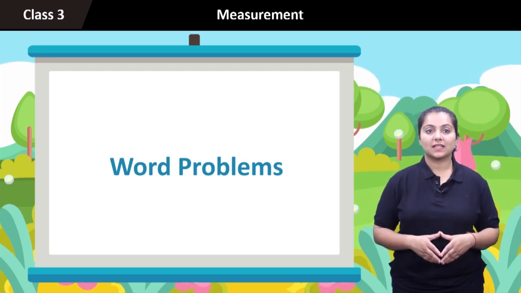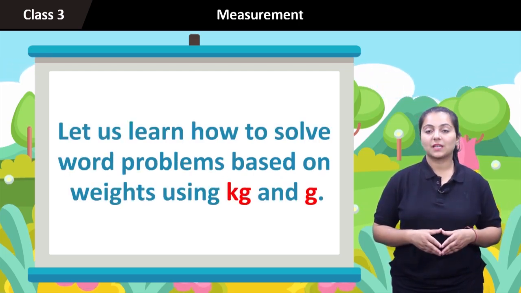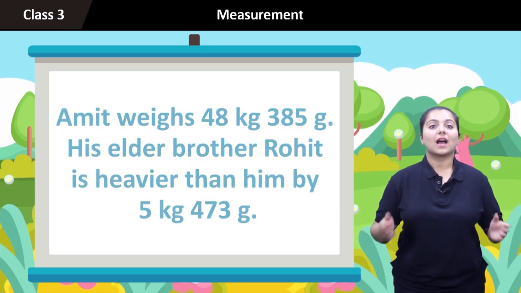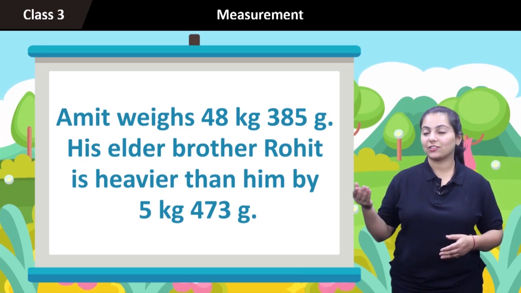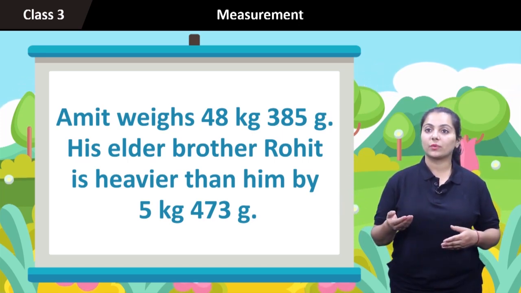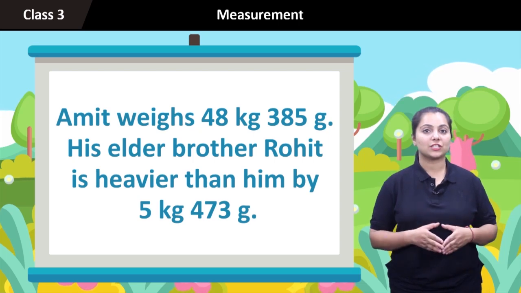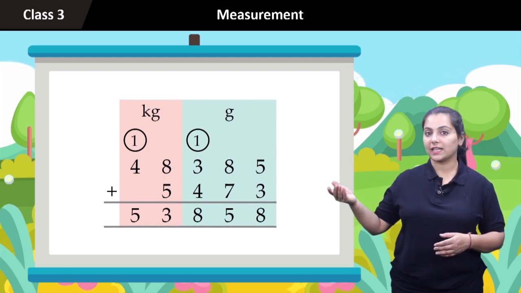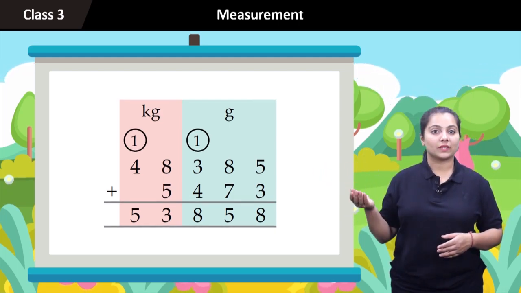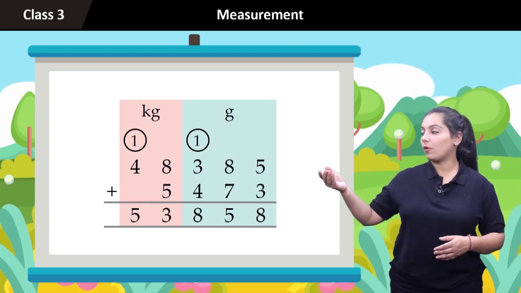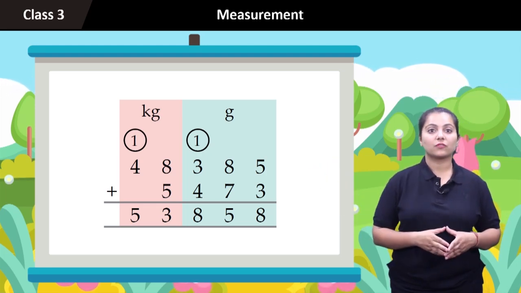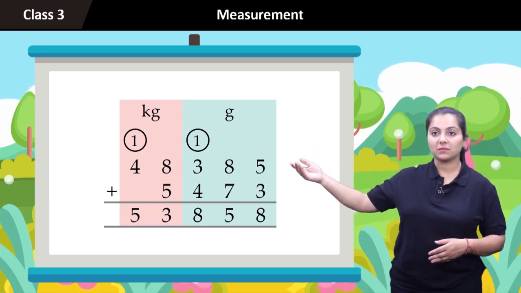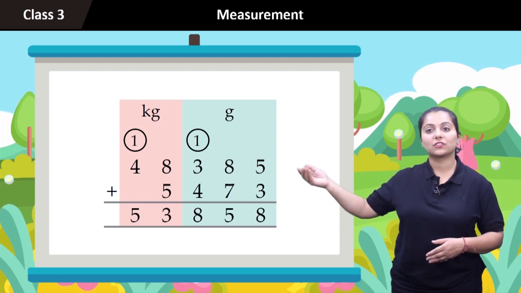Word problems. Let us learn how to solve word problems based on weights using kg and gram. Solved example. Amit weighs 48 kg 385 gram. His elder brother Rohit is heavier than him by 5 kg 473 gram. How much does Rohit weigh? Amit's weight is 48 kg 385 gram. Rohit is heavier by 5 kg 473 grams. So to find the weight of Rohit, we will add them. 48 kg 385 grams, 5 kg 473 grams.